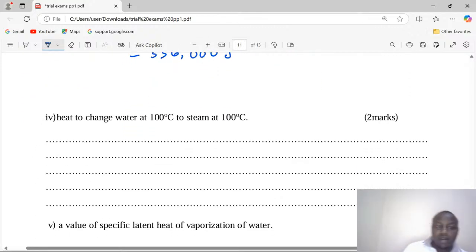Then we have number 4. We are told also to calculate the heat to change water at 100 to steam at 100. So the heat energy which was used there, remember there is a heat energy. There are two things here that I want students to understand, and they are very technical.